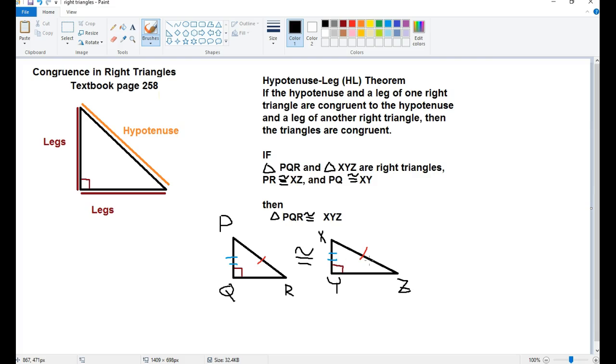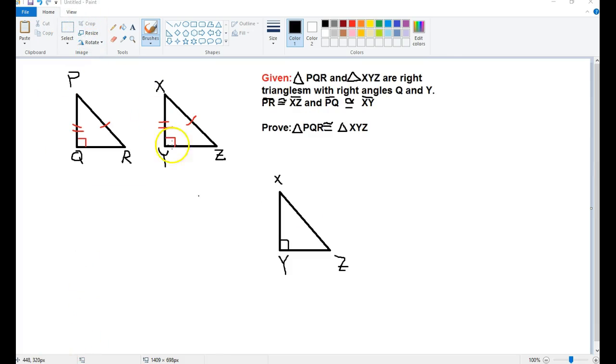Now we're going to try to do a proof of this. I set up the problem right here. We are given that these two triangles are right triangles with right angles at Q and Y. PR and XZ are congruent, the hypotenuses are congruent, and the legs are congruent. We're supposed to figure out how to prove these two triangles congruent.